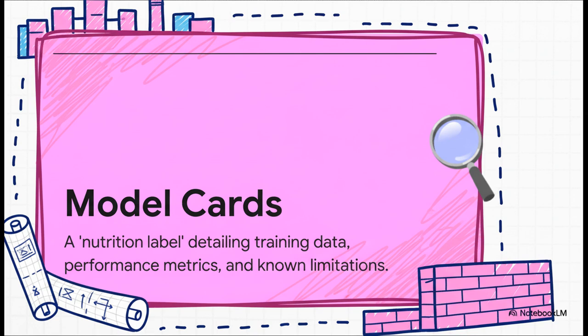A huge part of this final stage is accountability, and that's where model cards come in. Honestly, just think of them as a nutrition label for your AI. It transparently lists all the ingredients, what data it was trained on, its performance metrics, and so importantly, what its known limitations are. This is absolutely key for building trust and making sure AI is used responsibly.